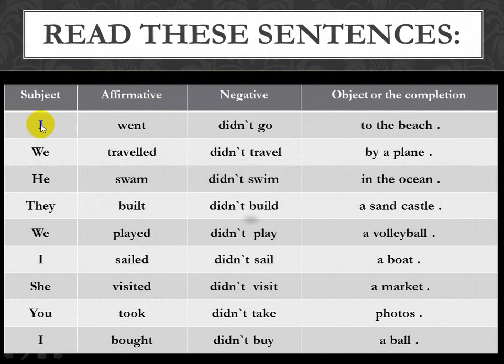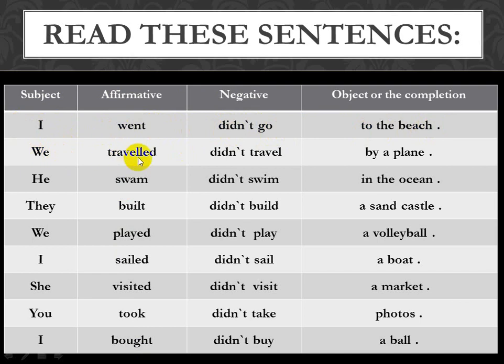Read these sentences. I have 10 sentences, 10 verbs, each in the affirmative and the negative. I went to the beach. This is affirmative. If you want to say it in the negative, how can you say it? I didn't go. Don't say I didn't went. No. I didn't go to the beach.